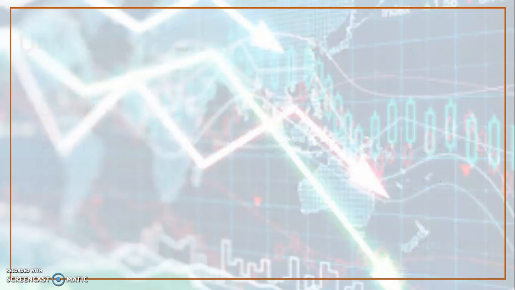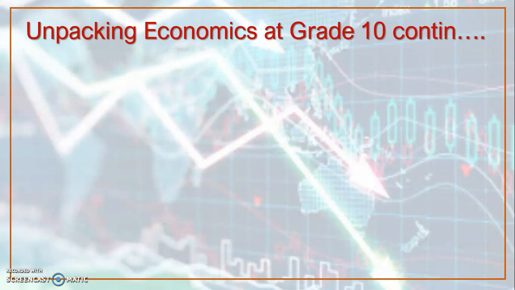Okay, right, let's look at the paper itself. Right, so the paper has got 3 sections.